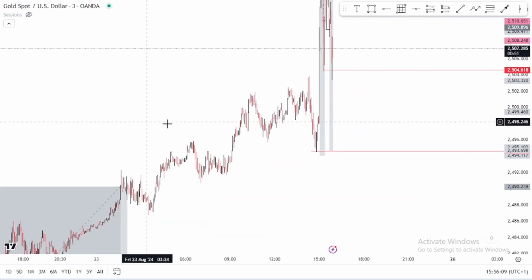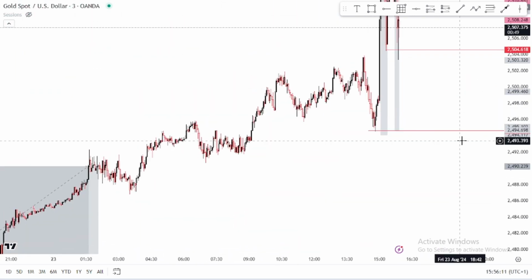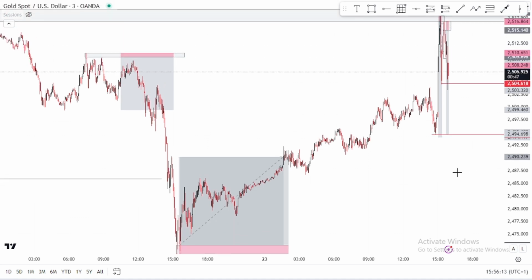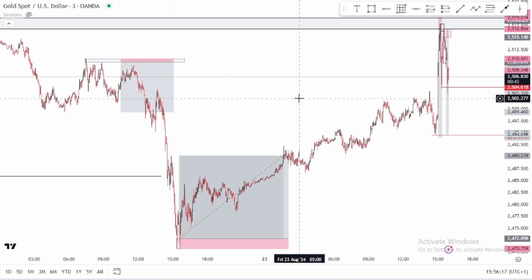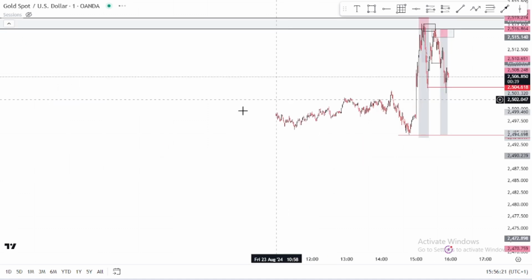And then you can be asking, how did I get this particular entry right here? This entry is like 1:8. Let me show you. I think it's on the 1 minute time frame. I saw the entry on the 1 minute time frame.